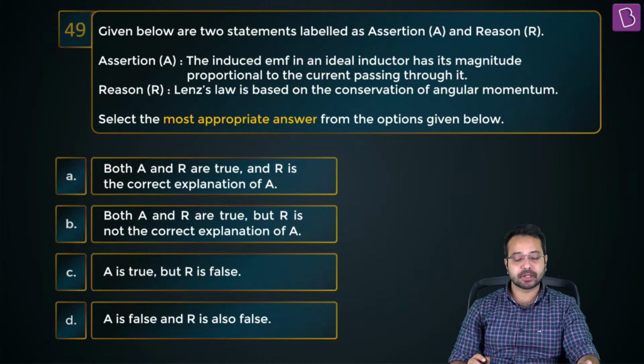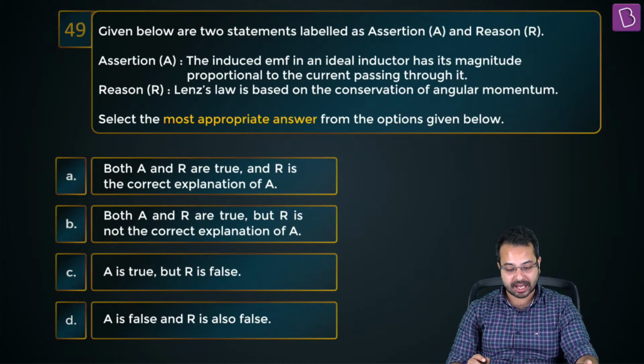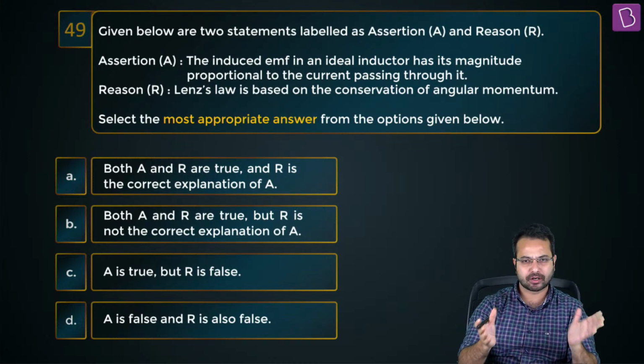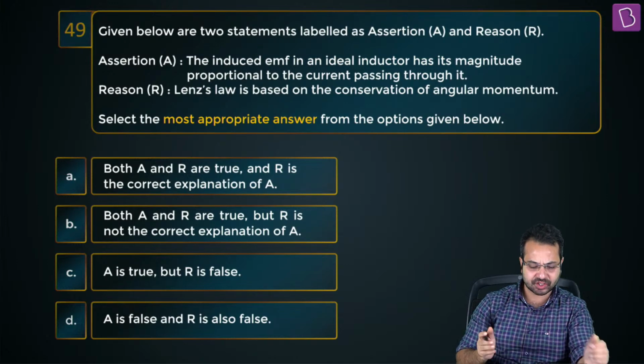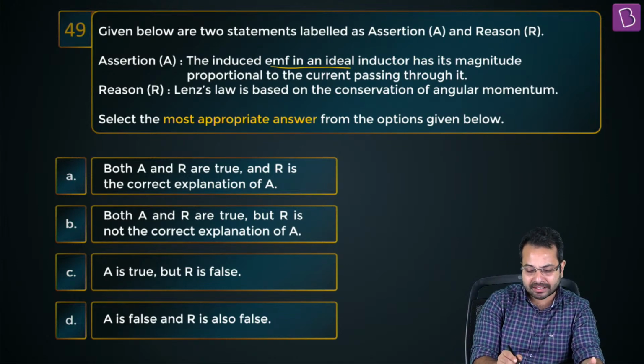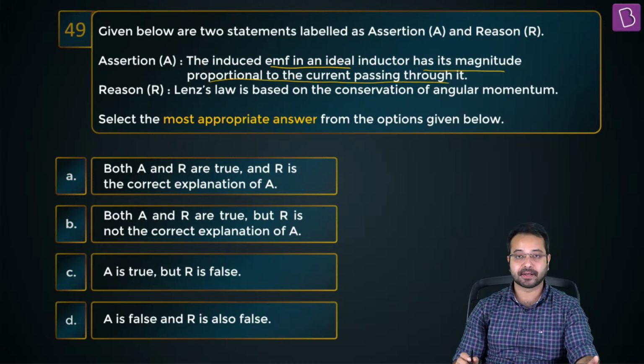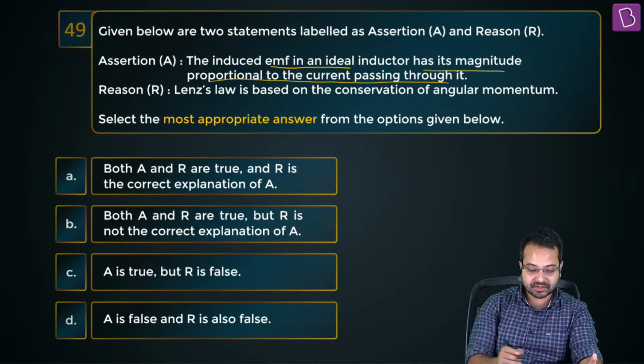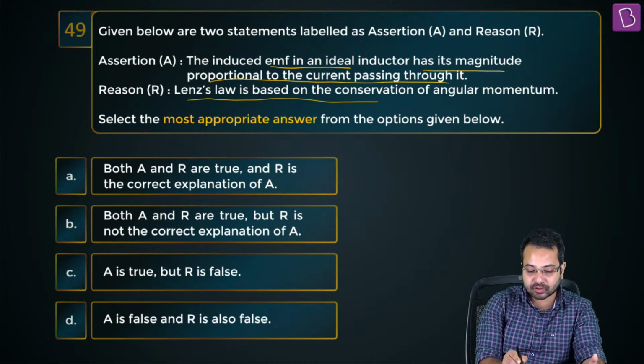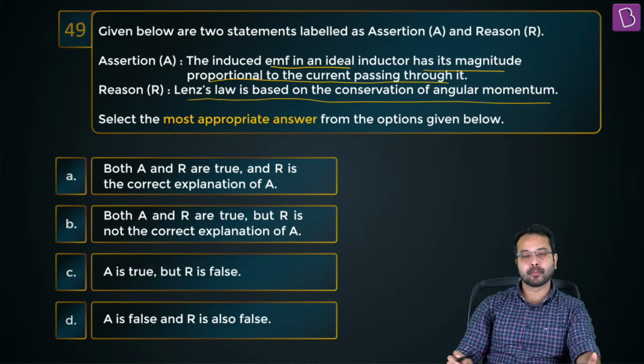Next, given below are two statements labeled as assertion and reason. Okay, so we are doing assertion and reason. What is the assertion here? The induced EMF in an ideal inductor has its magnitude proportional to the current passing through it. Okay, what is the reason? Lenz's law is based on the conservation of angular momentum.